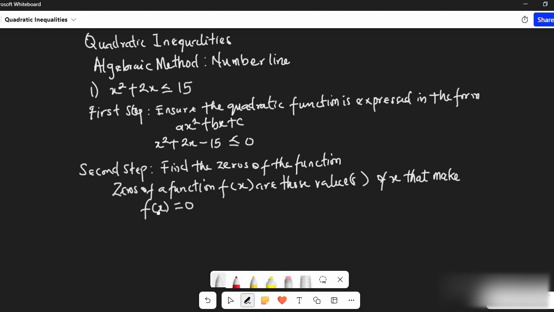Okay, so to find the zeros of this quadratic function, we simply equate x squared plus 2x minus 15 to 0, like this. To find the zeros of this function, we simply equate the quadratic function to 0 and then find the roots of the equation. Now, there are two ways to do this. We can do this either by way of factorization or by using the quadratic formula.